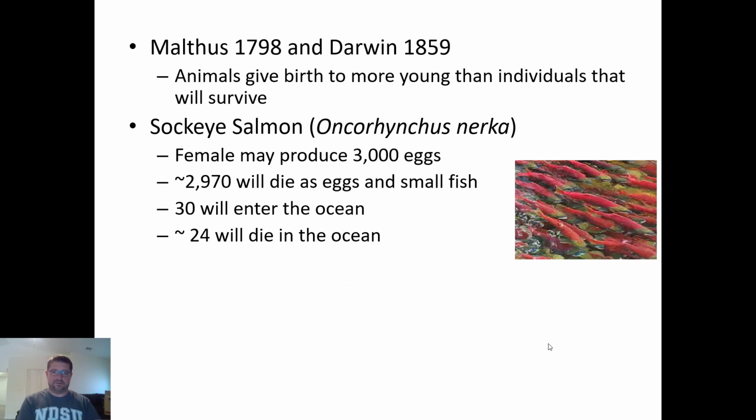While in the ocean, typically with sockeye salmon, it's about a 4-year period before they come back to spawn. It depends on the stream and things like that, but most of the time it's around that 4-year mark. During the 4 years, 24 of the original 30 that made it die. So then you have 6 individuals that are entering the river as adults.